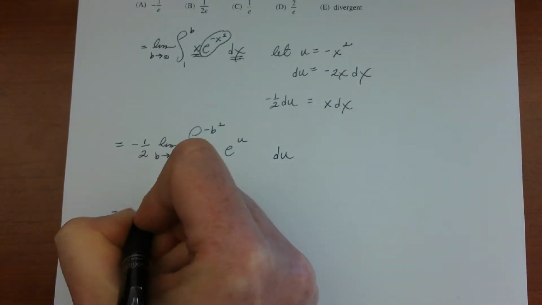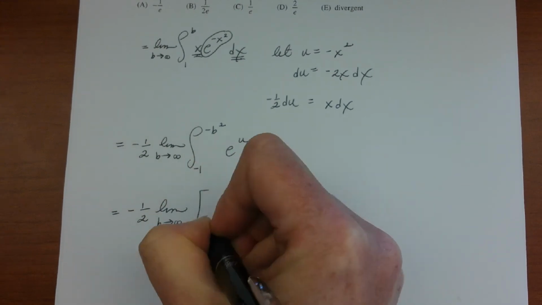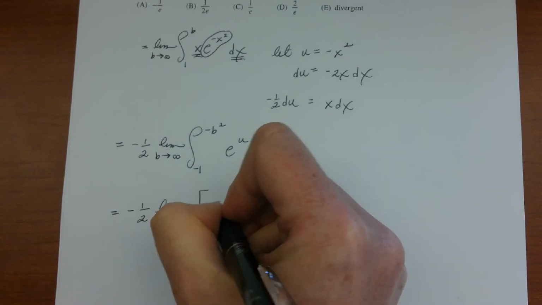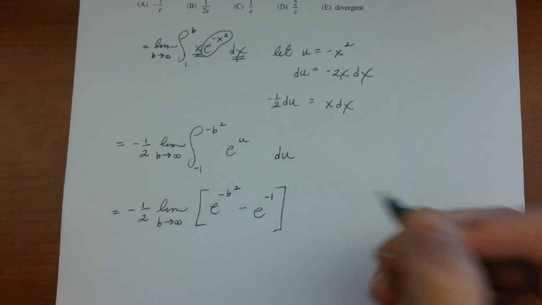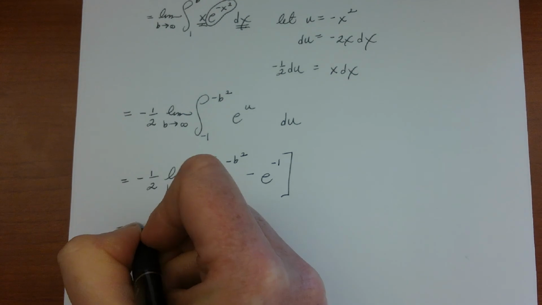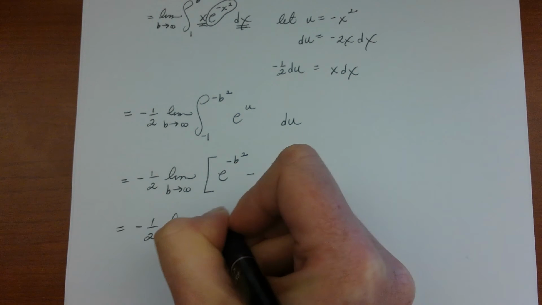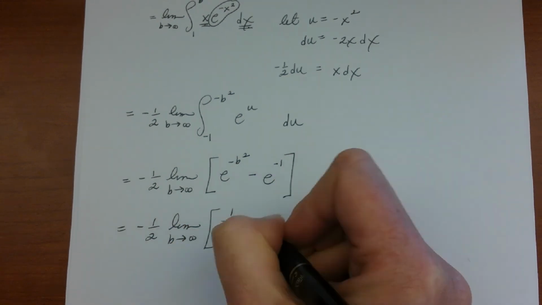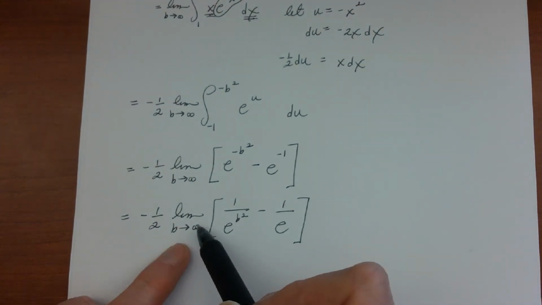Okay, so now we'd have negative 1/2 times the limit as b approaches infinity of the antiderivative of e to the u is e to the u, and then we plug in the bounds. So we'd have e to the negative b squared, take away e to the negative 1. There we go. With negative exponents, either in my head or on paper, I usually think of it as a fraction. I guess we could do that here too, like so.